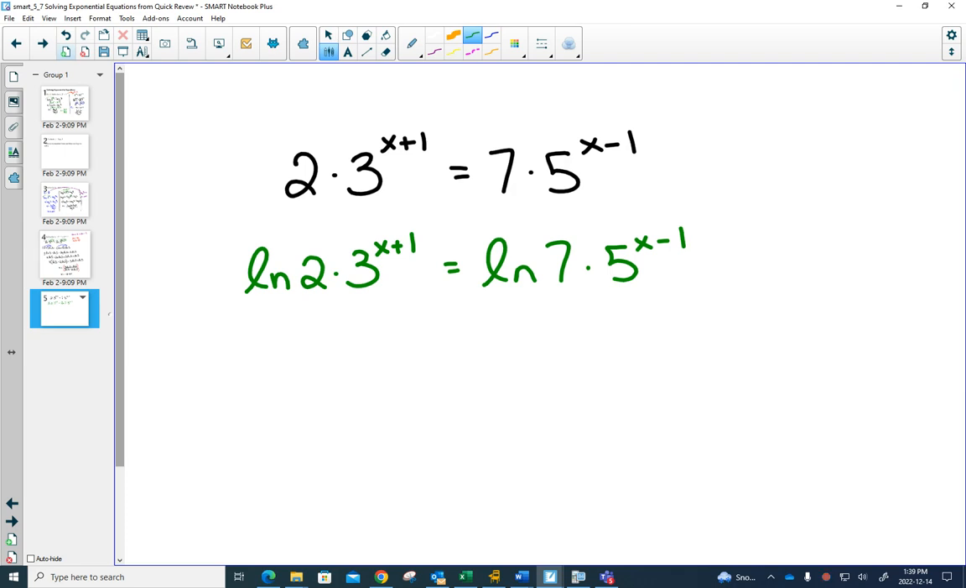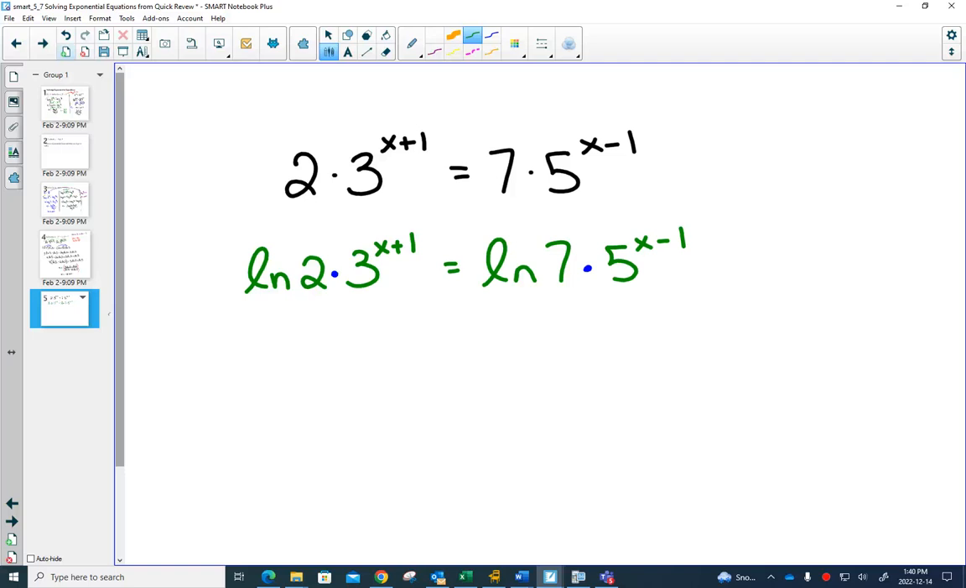And the second temptation is that you're going to be tempted to bring the x plus 1 out in front, but you can't because that x plus 1 is only an exponent to the 3. You first have to recognize that there's multiplication. So we have to use the log law for multiplication, which says if you're multiplying inside a logarithm, you add.